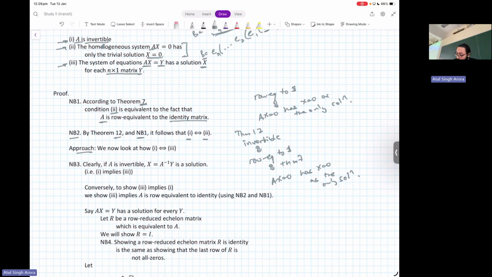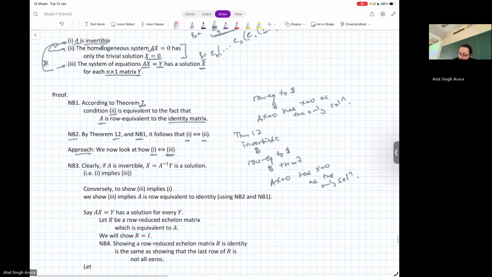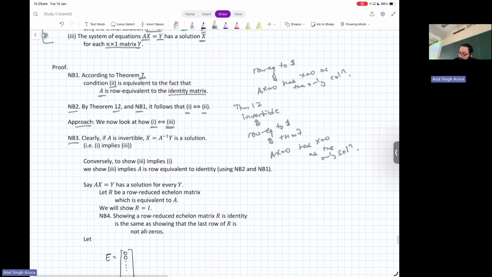Now what is the approach? Now we're going to look at 1 is equivalent to 3. Okay, so we already established 1 and 2 are the same. Now we want to show that 1 and 3 are equivalent. Okay, so this step is done. Now this is the one that we'll focus on. So, right, let's start.